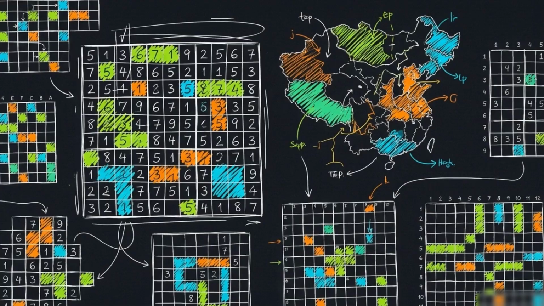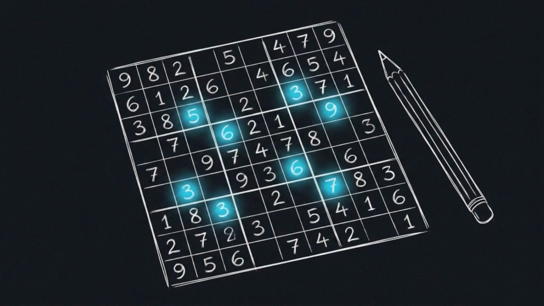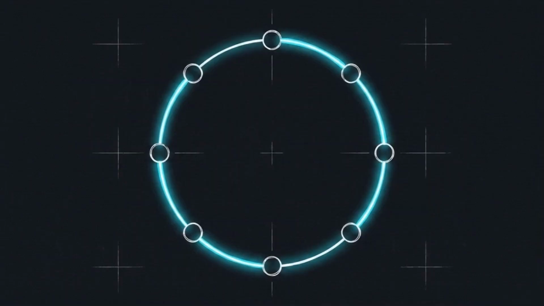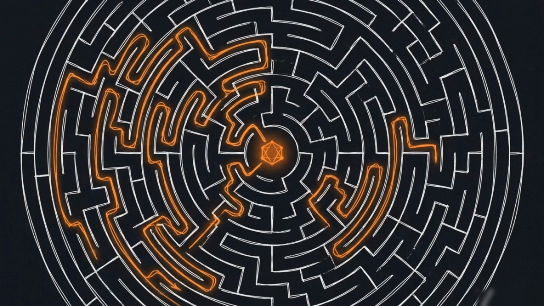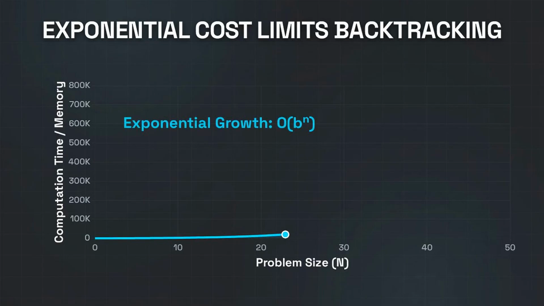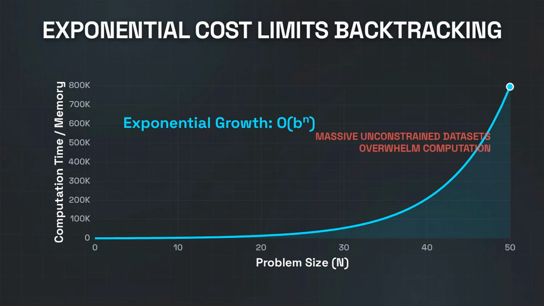Because of its thoroughness, backtracking is required for complex constraint satisfaction problems. It's the logic behind Sudoku solvers, graph coloring assignments, complex Hamiltonian cycles, and automated maze solving. However, there is a performance cost. Because backtracking maps out so many branching possibilities, the computation time grows exponentially as the problem size increases. This makes it very slow for massive, unconstrained datasets.